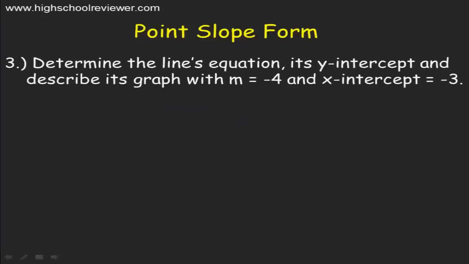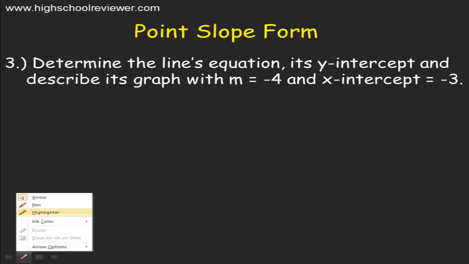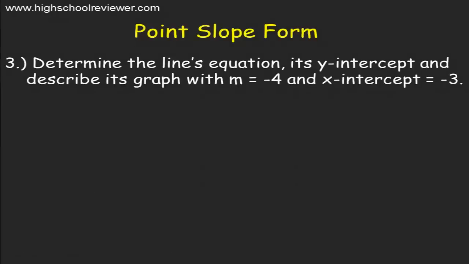Problem number 3. Determine the line's equation, its y-intercept, and describe its graph with m equals negative 4 and x-intercept equals negative 3. Okay, so we have here the given. The first given is the slope, or m. So m is equal to negative 4. And the second given is the x-intercept. So our x-intercept is equal to negative 3.